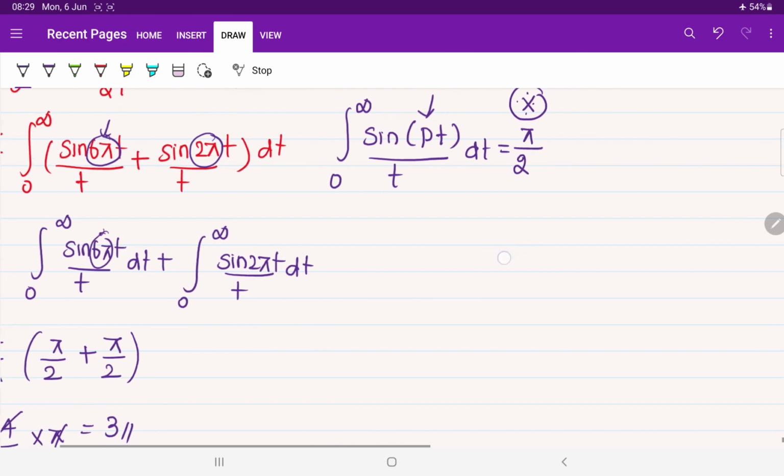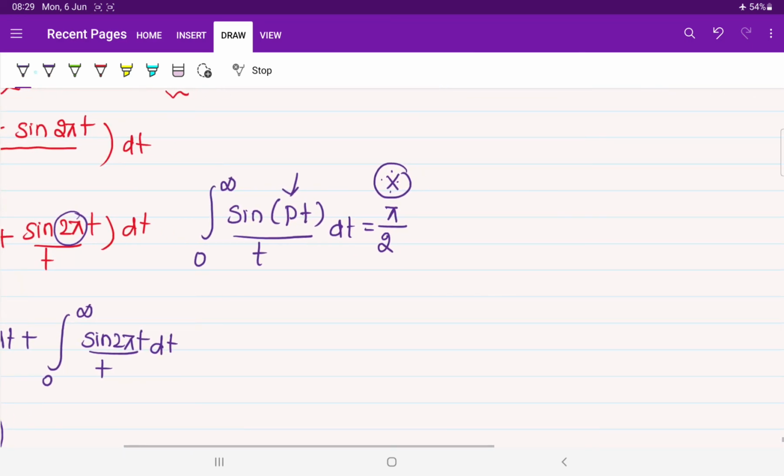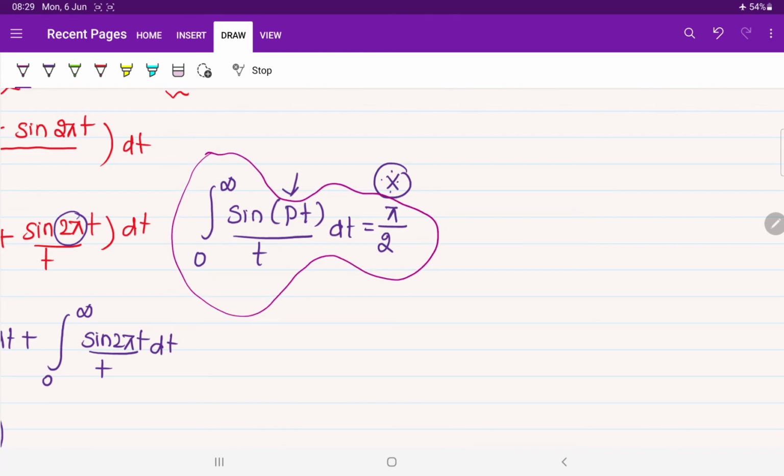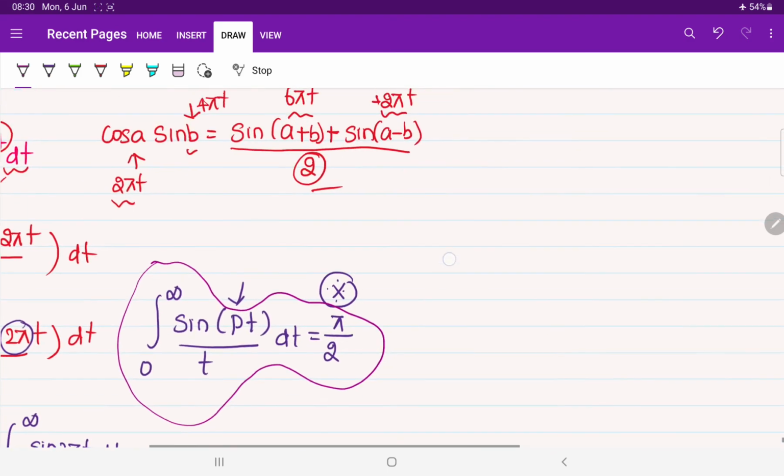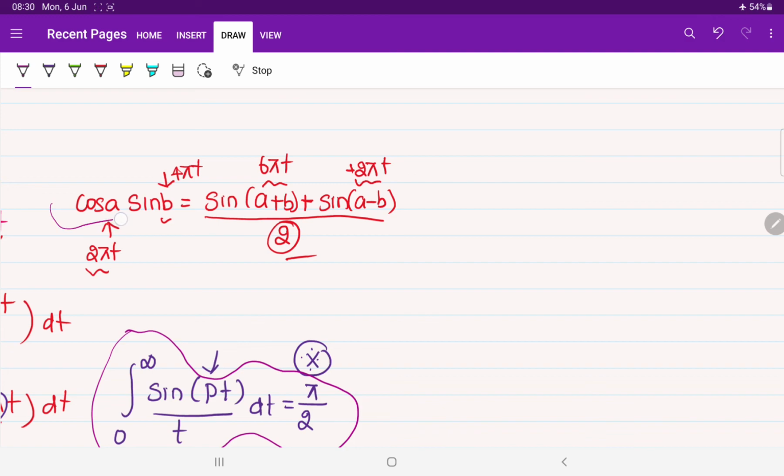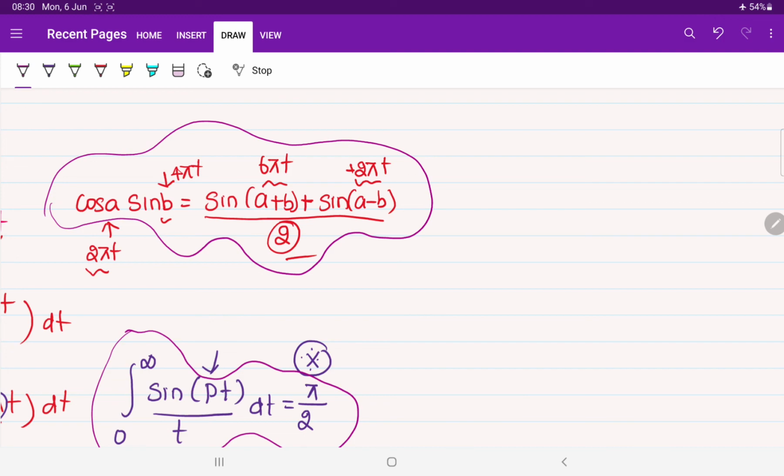In today's lecture, what did we understand? We understood one most beautiful property: integration from 0 to infinity of sin pt by t into dt equals pi by 2. Right, so this value will be equal to pi by 2, and we also recaptured one more formula. We might have learned these things in our childhood. Cos a sin b equals sin a plus b plus sin a minus b by 2.